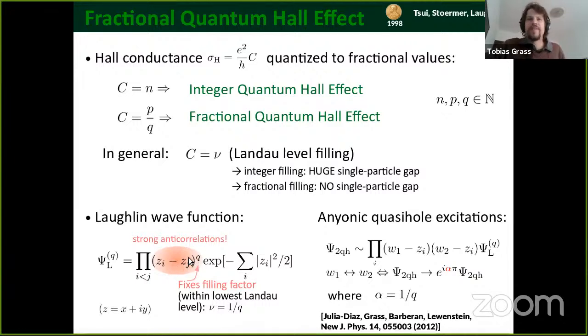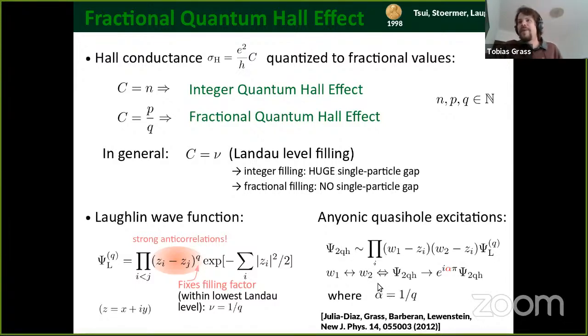The striking feature of this Laughlin wave function is the following. If you excite this wave function by producing zeros, you have the Laughlin wave function, you multiply it with these prefactors which produce a zero in position w1 and w2. So you have two quasi-holes now in this state. If you exchange these positions w1 and w2, this wave function acquires a phase with this phase angle alpha, which is not plus or minus one, but it's given by the filling factor 1/q. So it's a fractional number. So we have anyonic behavior of these quasi-holes.